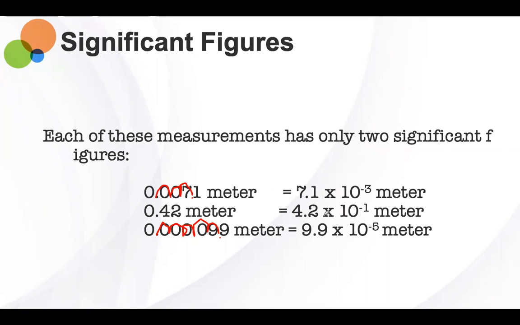So you would have 7.1, and the decimal point will be here. You'd have 7.1 times 10 to the negative 3 meters.